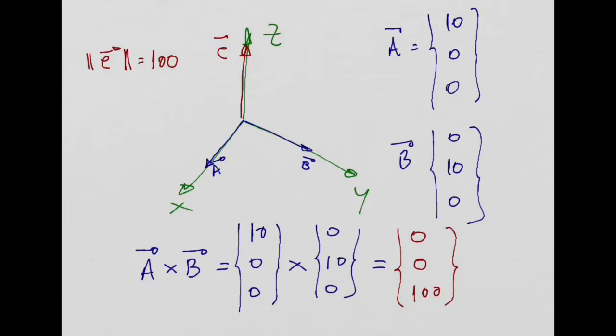Okay? So as you can see, the result of a cross product is a vector perpendicular to the two vectors used for the cross product. The result of a dot or internal product is a scalar. Very important. All right? No questions?